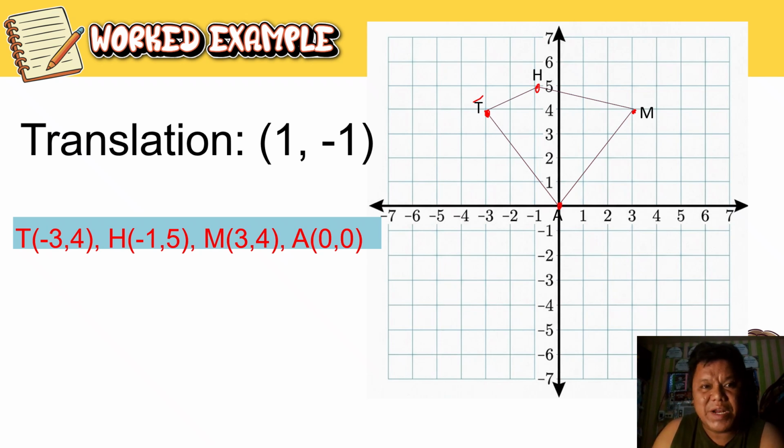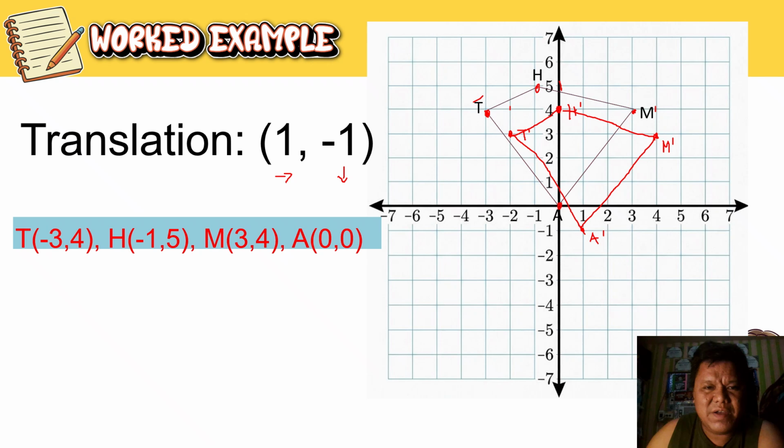Now, how do we translate this? Since it is (1, -1), it means x is positive, so it goes right, and y is negative, so it goes down. Let's start with H: 1, then down 1. So this is now our H. M is 1, then down 1. This is now our M. A is 1, down 1, that would be our A. Then T is 1, down 1, to be our T. Okay, then connect. So this is now our image.